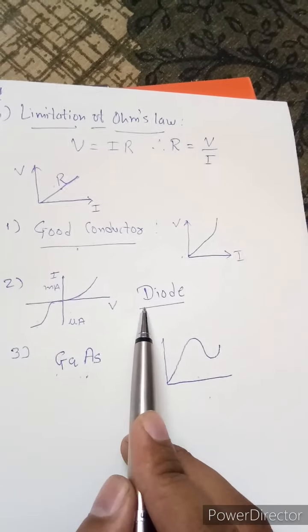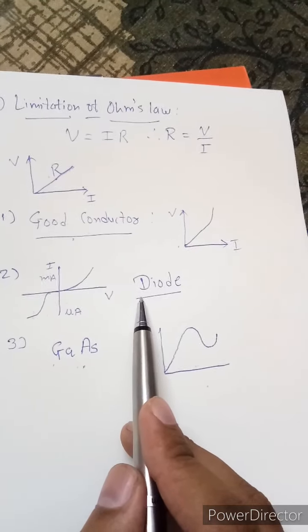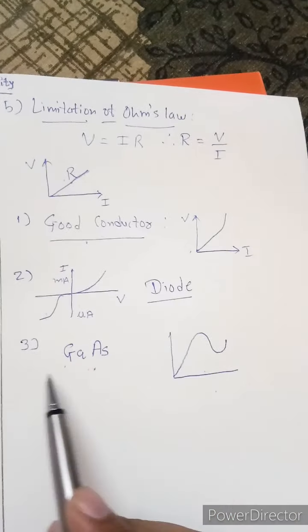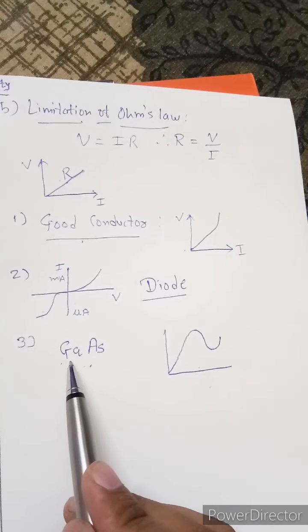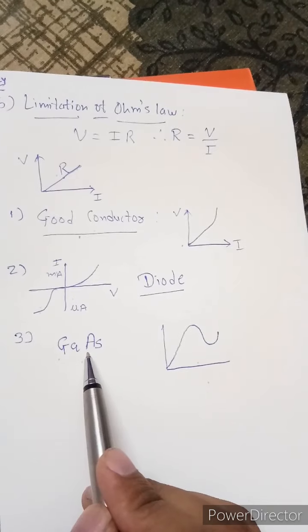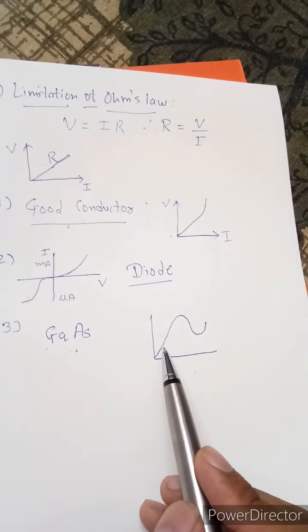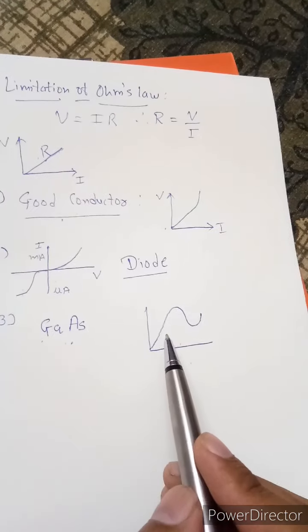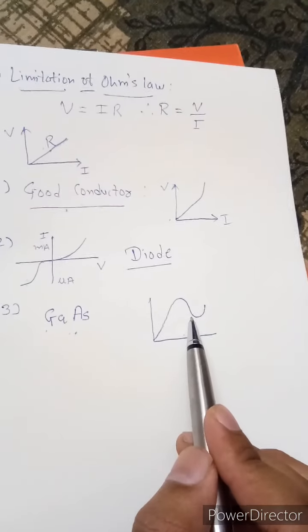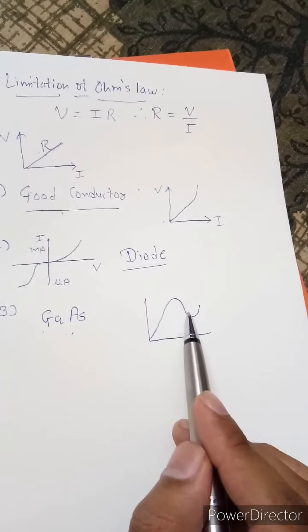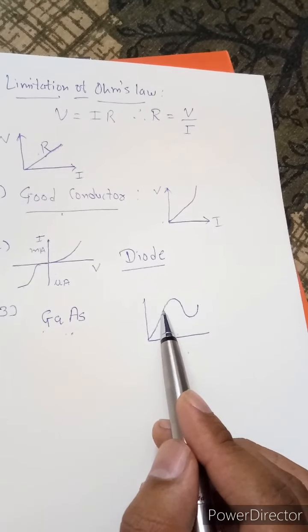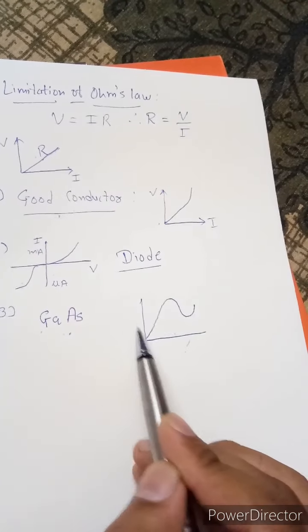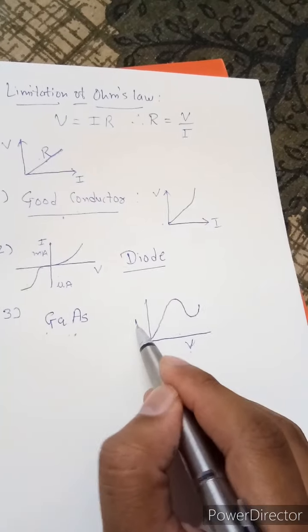And this case is for a diode, which you will learn in the chapter Semiconductor Devices in the second part, which is chapter number 14. In the third case, if you take a material like gallium arsenide and find a graph, you will get more than one value of current for the same value of voltage. Means like this, for the same value of voltage, you will find two different currents.